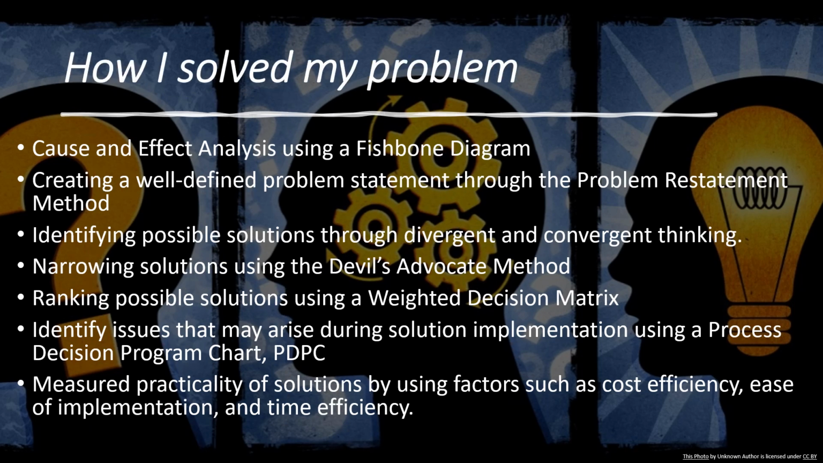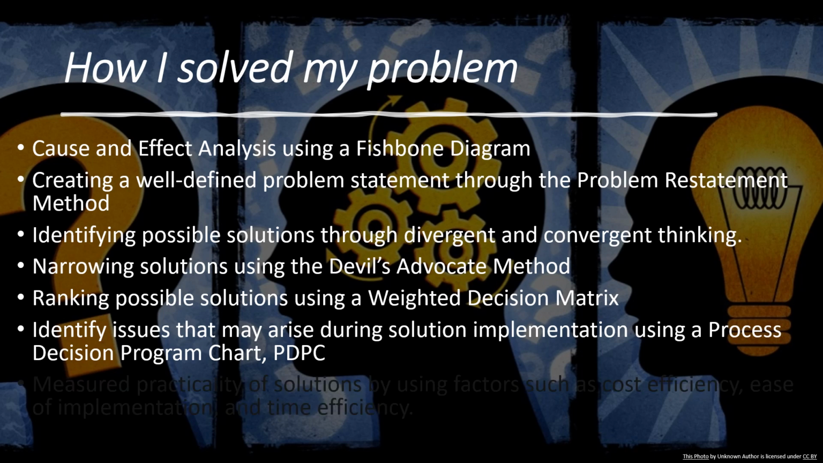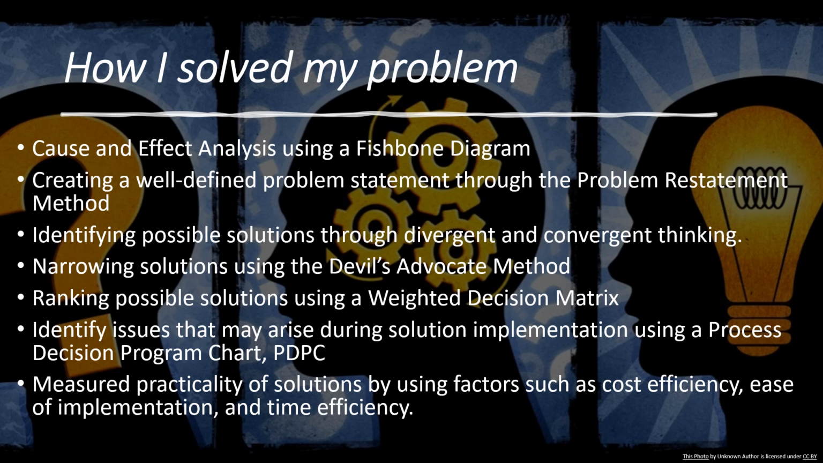How I solved my problem. Cause and effect analysis using a fishbone diagram. Creating a well-defined problem statement through the problem restatement method. Identifying possible solutions through divergent and convergent thinking. Narrowing the solutions using the devil's advocate method. Ranking possible solutions using a weighted matrix. Identify issues that may arise during solution implementation using a process decision program chart, or a PDPC. And measured practicality of solutions by using factors such as cost efficiency, ease of implementation, and time efficiency.